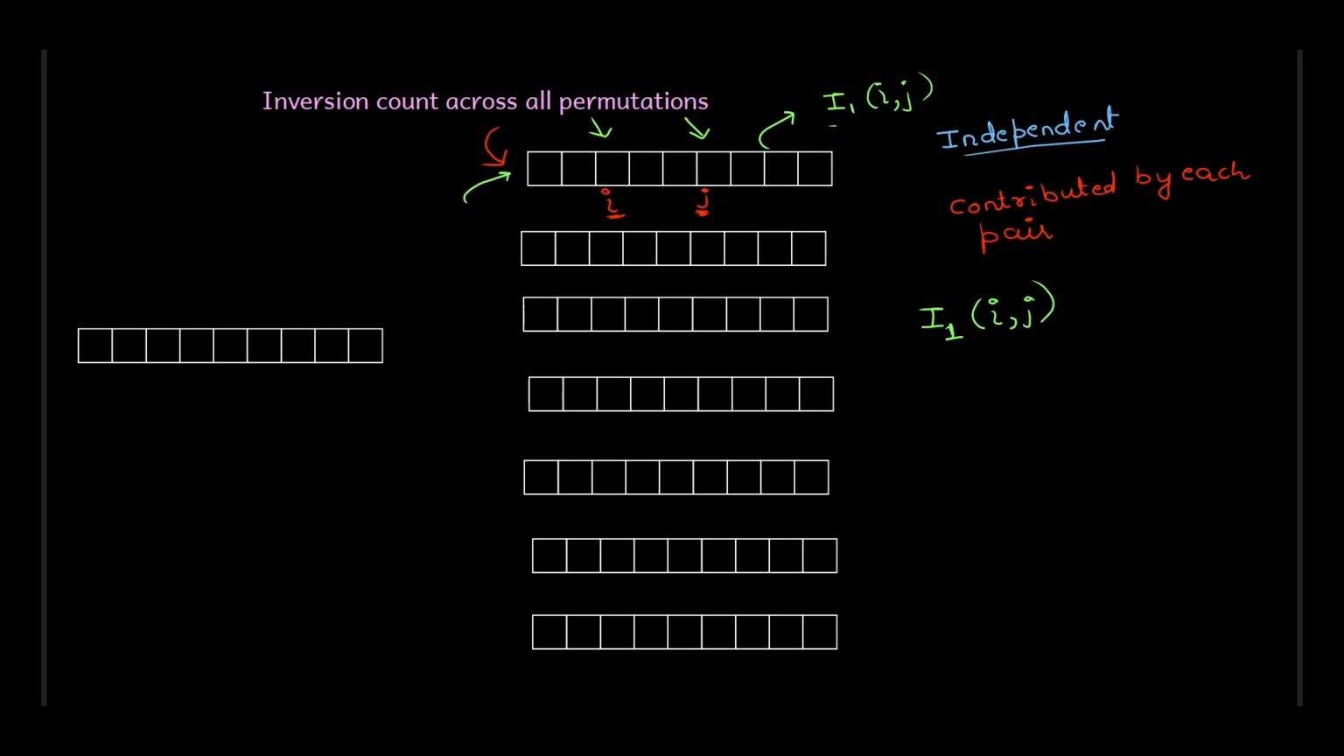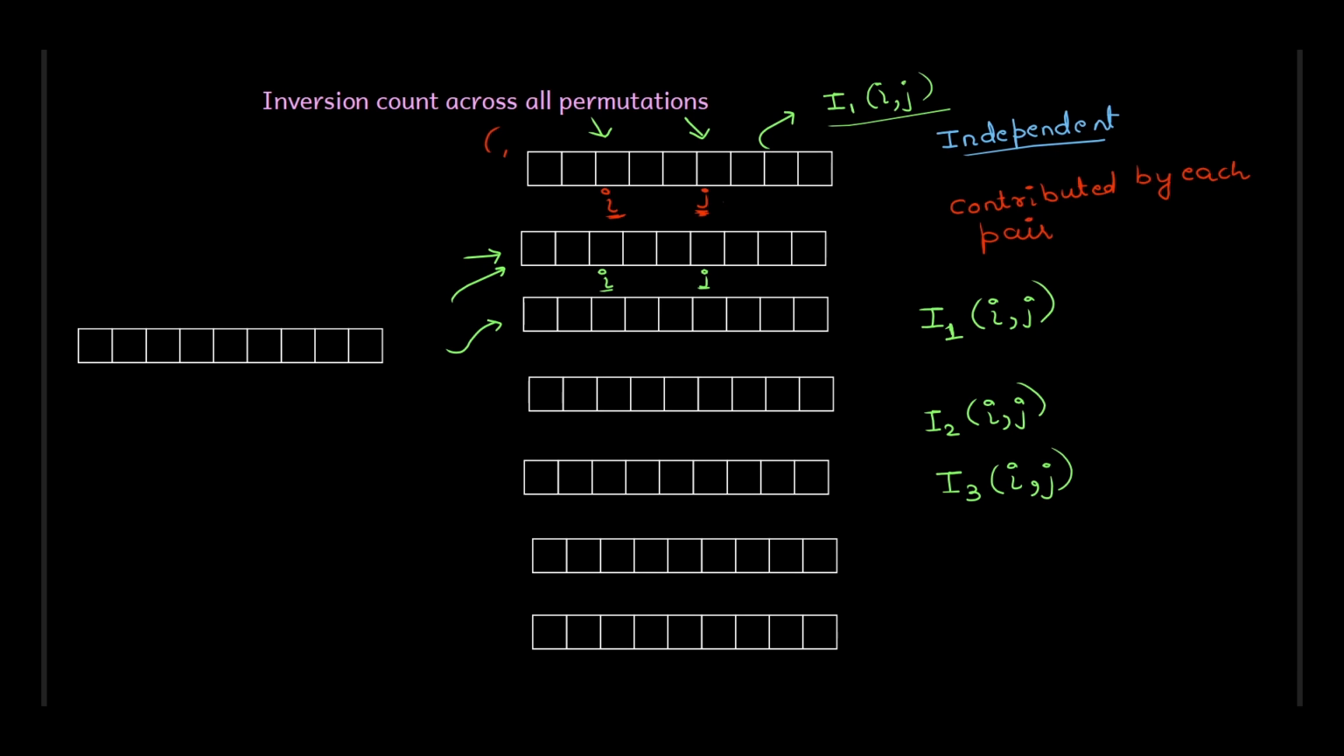And the answer to the original problem is the sum of all the answers that you get from each array. Then you can notice that when you apply the same algorithm on this array, even then you would consider whether pair I comma j are inverted or not. So you will again apply your indicator variable strategy. You will do I2 comma I comma j to figure out if I and j are actually inverted in this permutation. Then you will apply the same strategy over here, and you have an indicator variable of I comma j, but for this permutation.